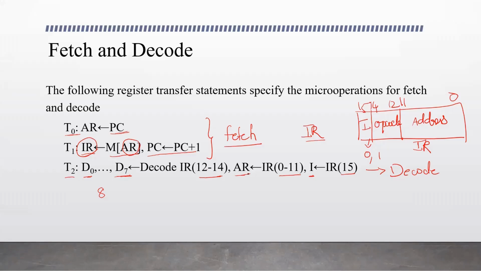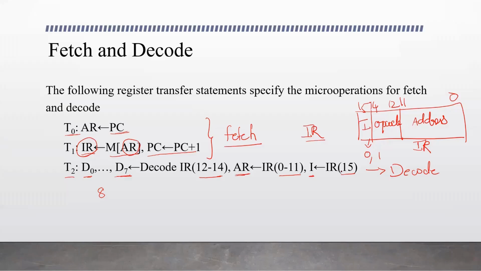And the address bits 0 to 11 of the instruction register need to be stored in the address register. Every time, the address of the instruction in memory or the address of the operand in memory needs to be moved to AR for fetching it from the memory. So the address stored in bits 0 to 11, we are moving to AR.